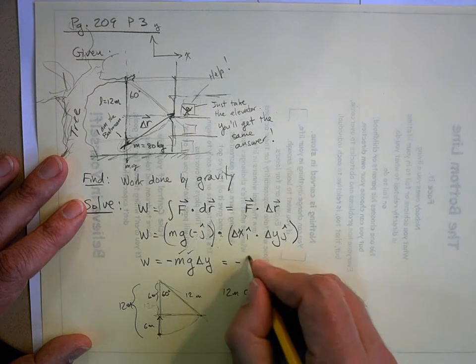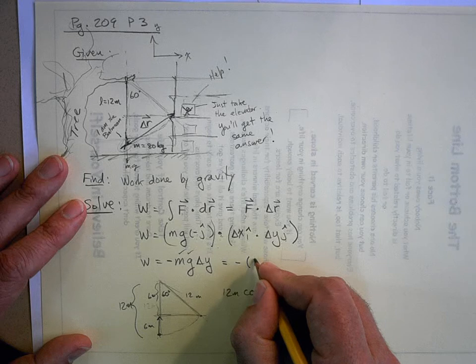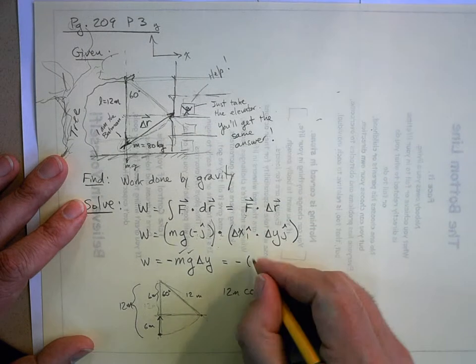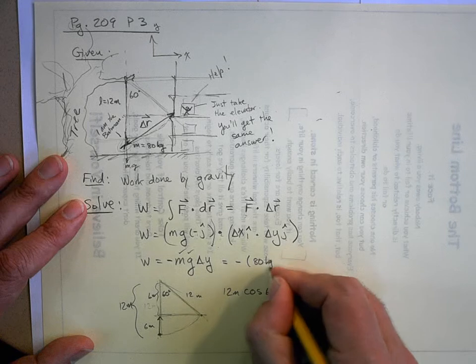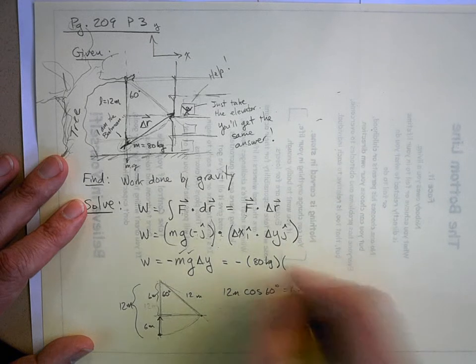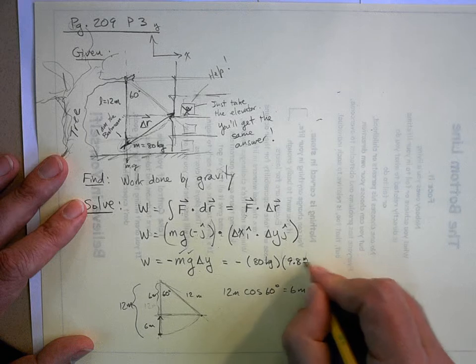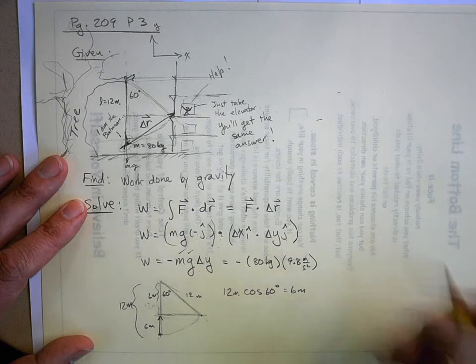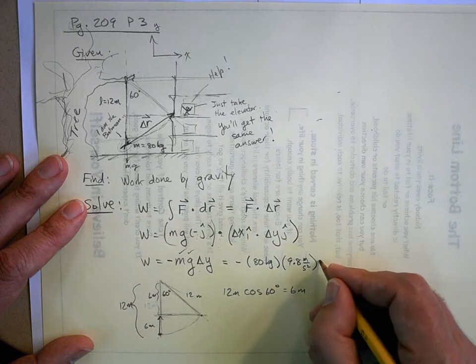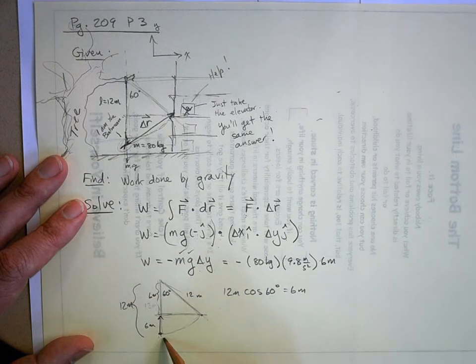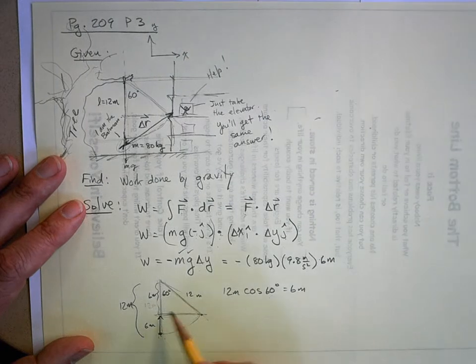So negative, what was it? 80 kilograms times 9.8. We can use meters per second squared or newtons per kilogram, whatever you prefer. Times delta y, which we got as being 6 meters. Do you see where I got the 6 meters here? Yes. Okay, let's just go over that again.